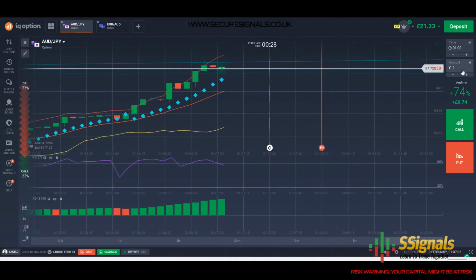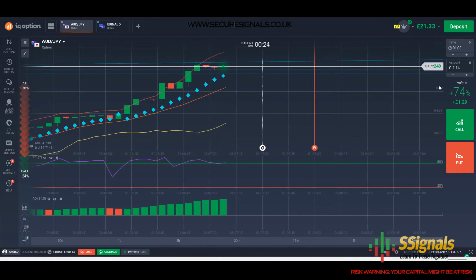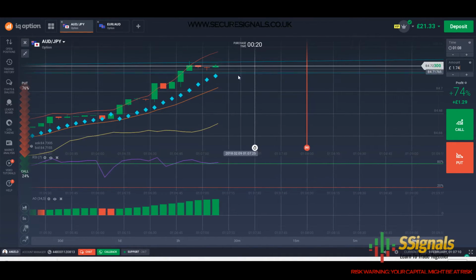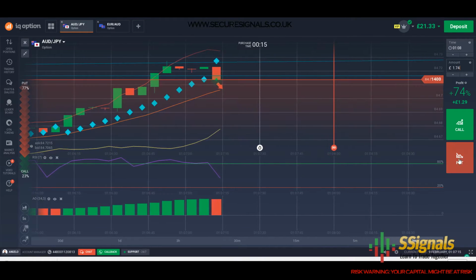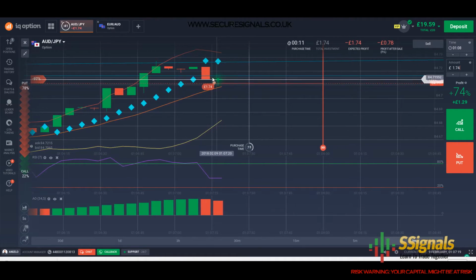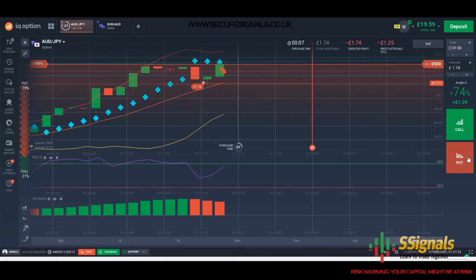Okay, so that's another ITM. So we're going to compound that. £1.74. We get £1.74 because that was the profit plus the investment. So we're just going to invest that. As you can see, it's gone down. We're just going to enter on this candle here. Oops, I've entered too low here. Very bad rate. Should have entered on this candle. Enter here, guys.